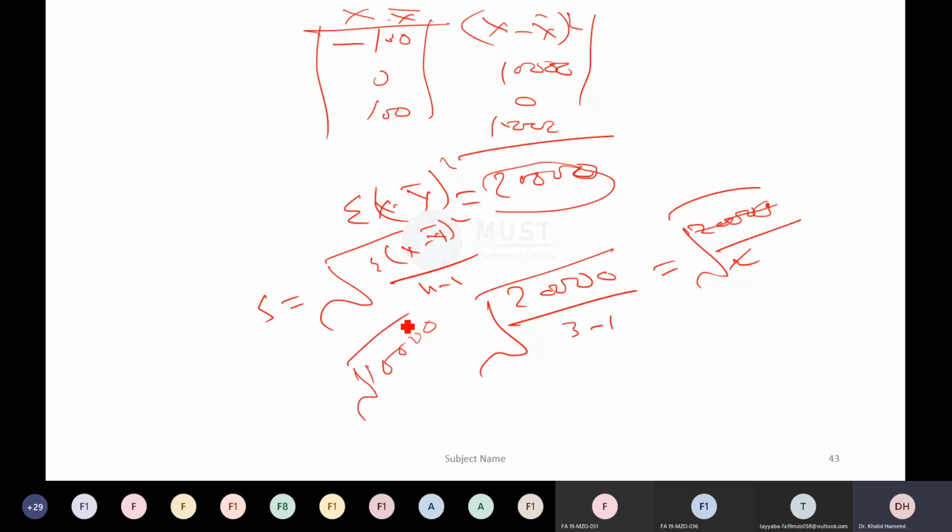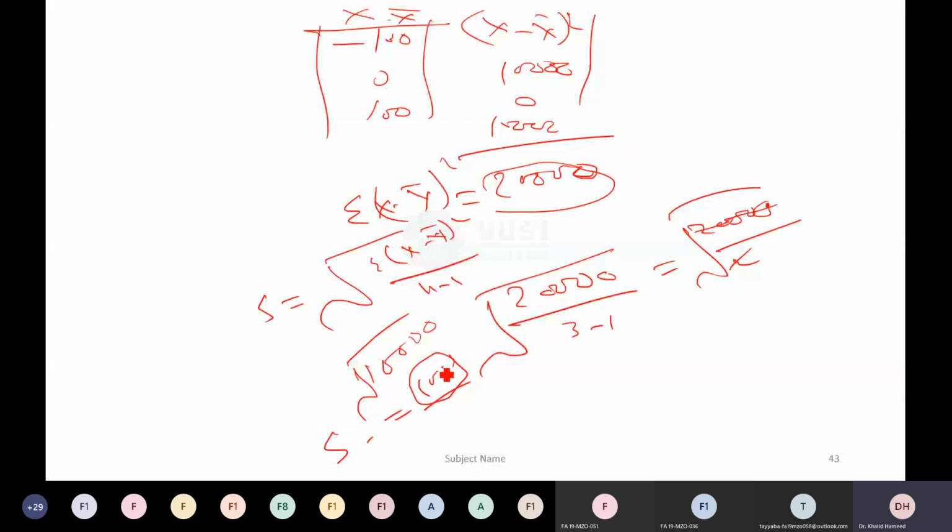And if you take the square root of 10,000, you will get a value of 100. Just verify my calculations. Under root of 10,000 is equal to 100. So now your standard deviation is 100. This is the standard deviation of data set 1, 2.